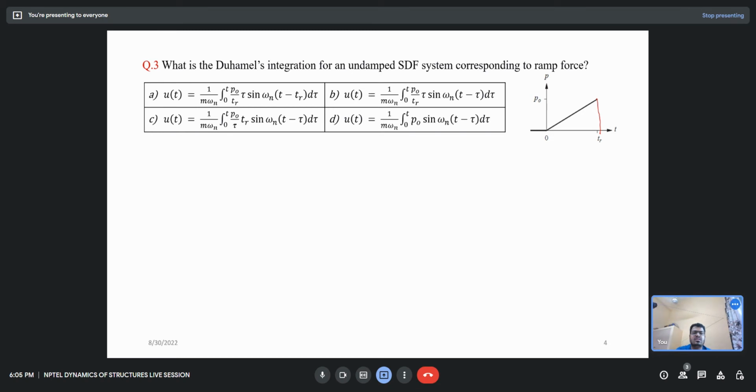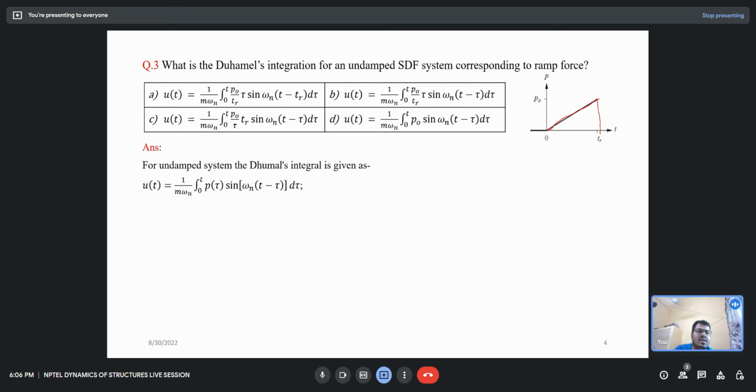Okay, let us discuss the Duhamel integral, which we have discussed in our first question also. For the undamped system, the Duhamel integral is given as u(t) = 1 over m omega_n times the integral from 0 to t of p(tau) sine omega_n (t minus tau) d tau. Can you tell me what is the equation of this rising force? Anyone has any idea about the equation of this line?